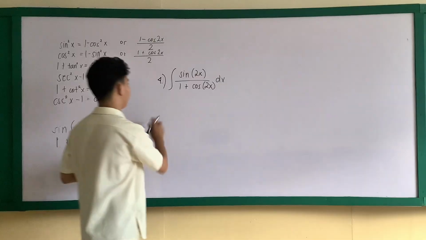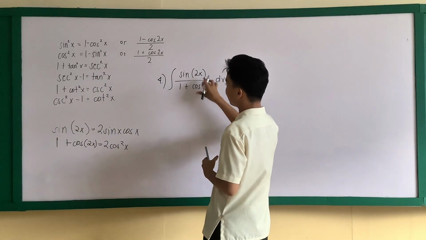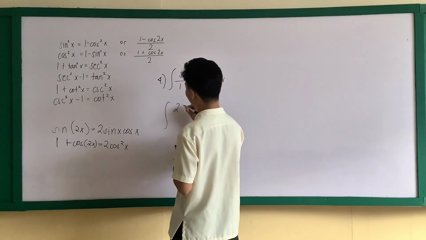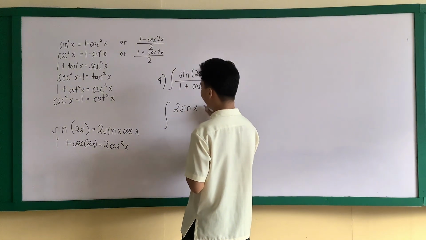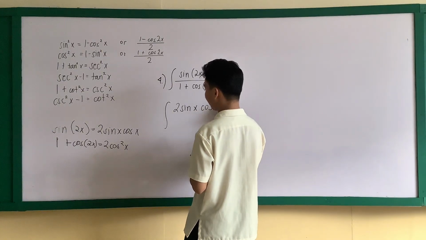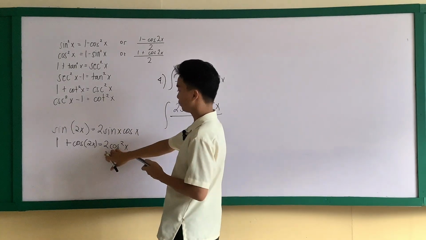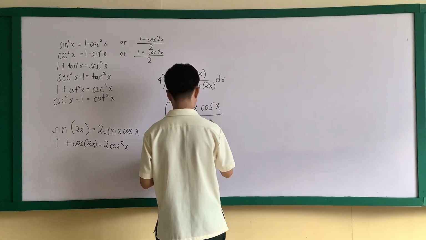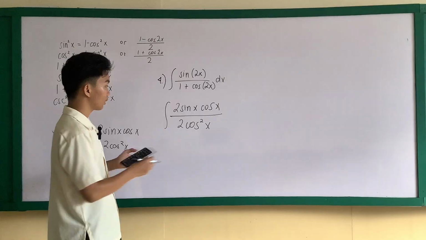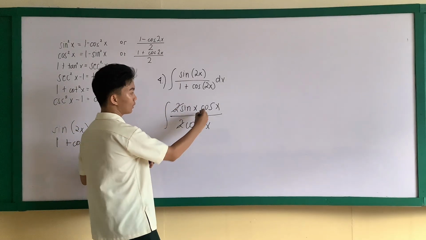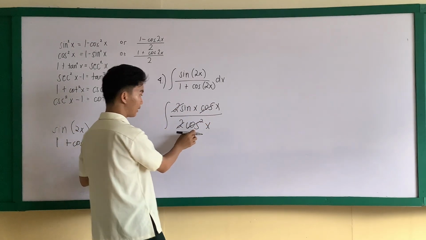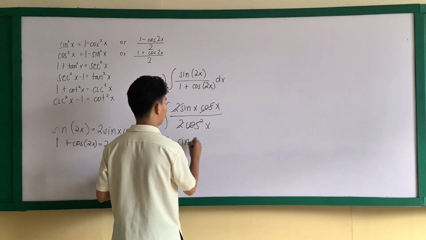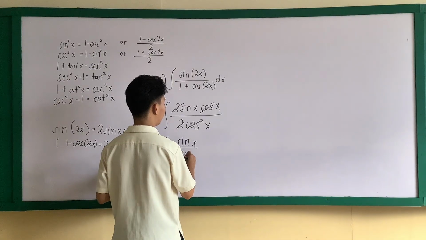So, ito ay substitute natin dito sa ating given. Kung makikita nyo yung ating numerator, pwede natin substitute dito. So, magiging 2 sine x cos x over yung denominator naman dito. So, magiging 2 cosine squared x. So, next is, ika-cancel natin yung 2, 2, cos. So, yung matitira na lamang is yung nasa itaas na sine x over cosine x sa baba.